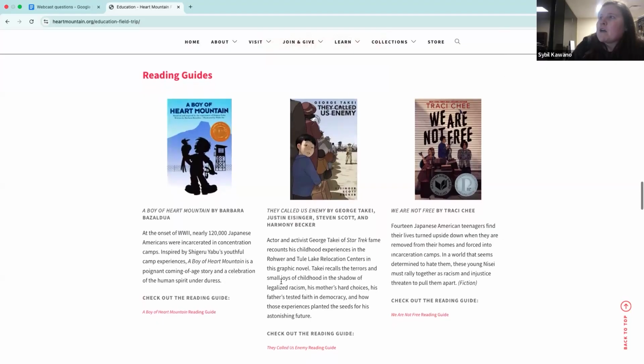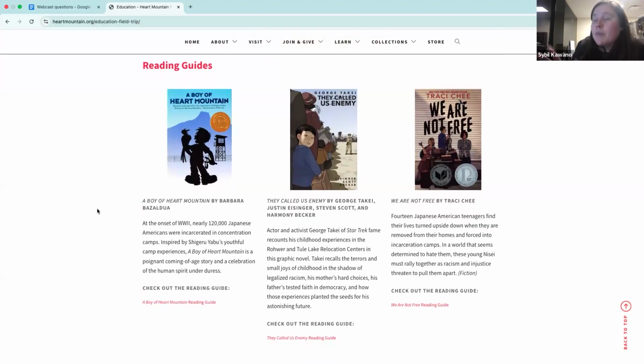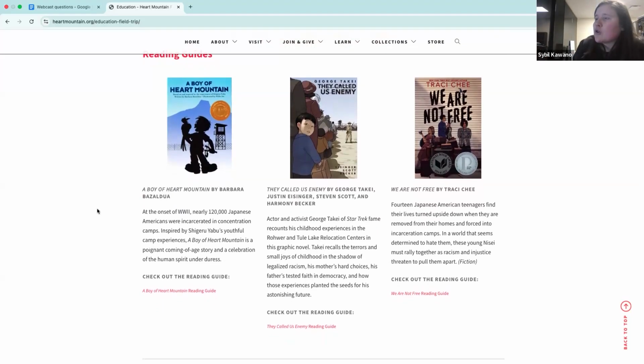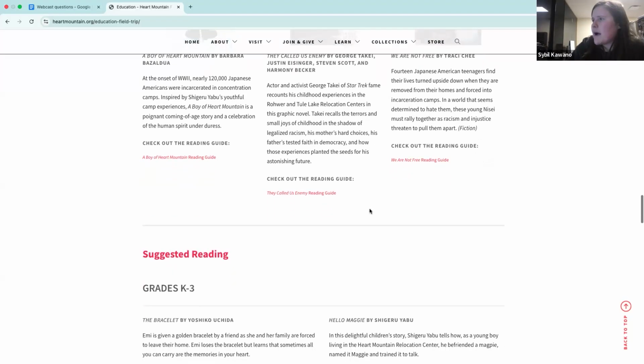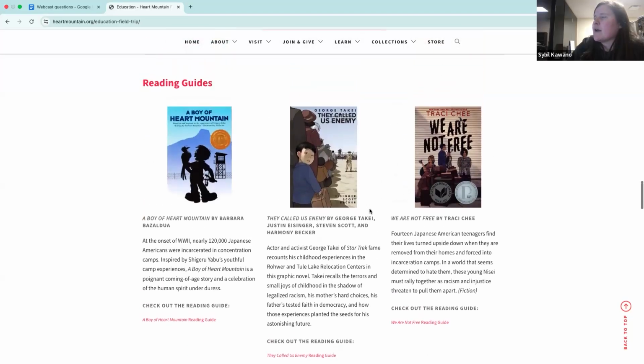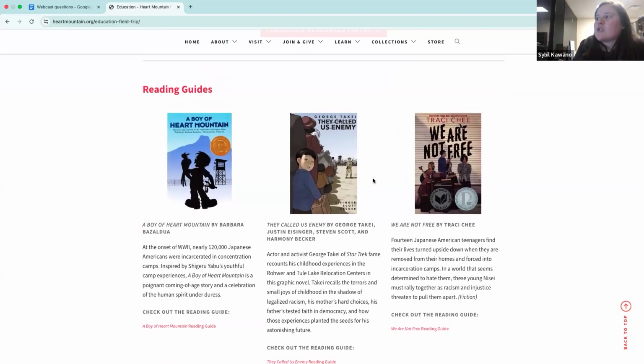But we also have reading guides. So if you are a teacher and you're looking for a book that you want to read with your class, A Boy of Heart Mountain is a chapter book, and that's really good for elementary students. They Called Us Enemy is a graphic novel, and I really love graphic novels for teaching Japanese American incarceration. There's three, I believe. There's They Called Us Enemy. There's one about Norman Mineta and Al Simpson. It's From Behind Barbed Wire to Washington. And then there is one by Frank Abe, and it's about the draft resisters.